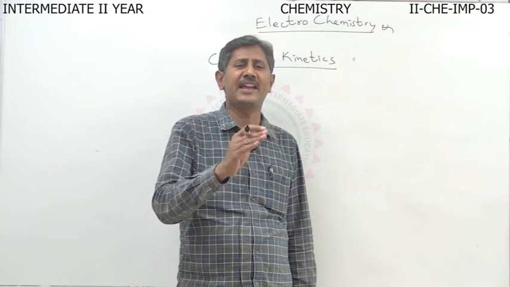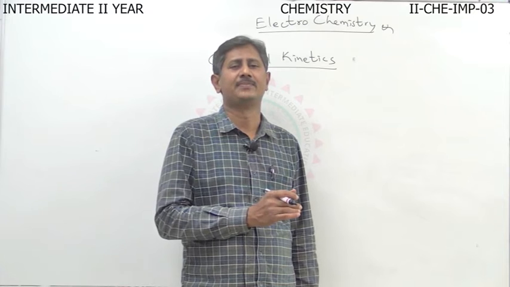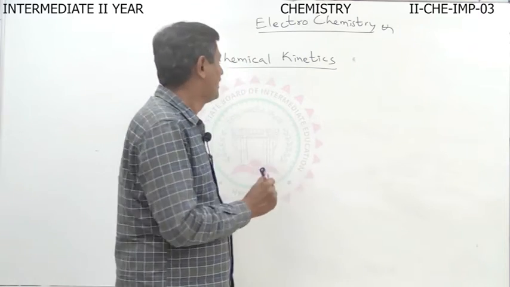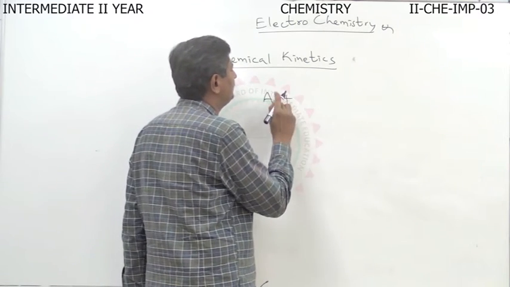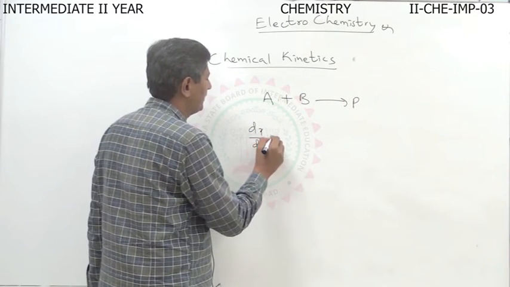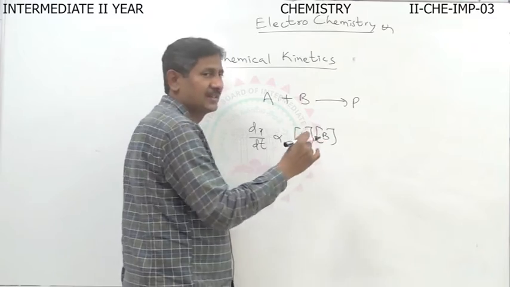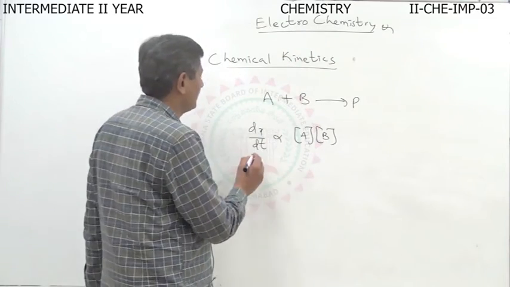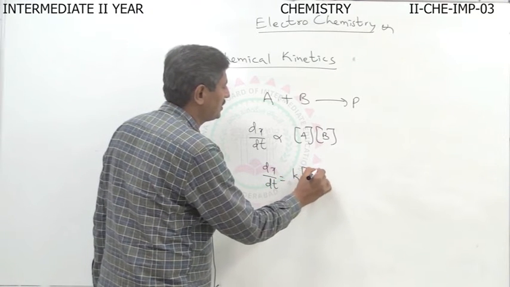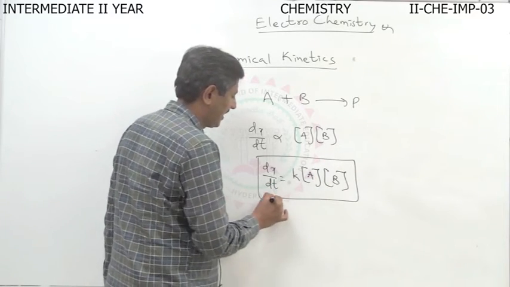The rate of reaction is directly proportional to the product of active masses of the reactants, or molar concentrations of the reactants. Now we can see, for example, A plus B gives products. dx by dt is proportional to the concentration of A times the concentration of B. So therefore, we can write it as dx by dt is equal to k into [A] into [B]. This is called the rate law expression.